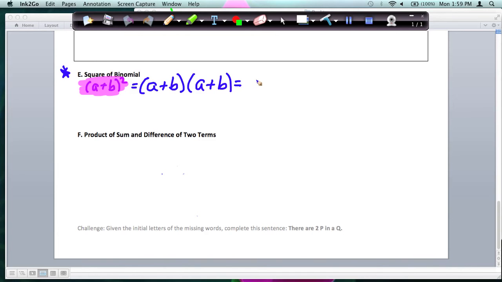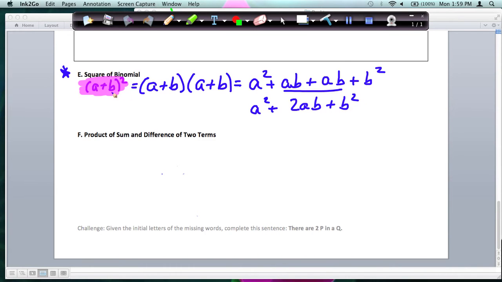So if I FOILed this, I would have a squared plus ab plus another a times b, remember order doesn't matter when you're multiplying, plus b squared. And then I could combine these like terms and get a squared plus 2ab plus b squared. So just remember that if you have something like this squared, you have to write it out in FOIL. This does not equal a squared plus b squared. This is what I see a lot. Okay, so remind yourself of that.